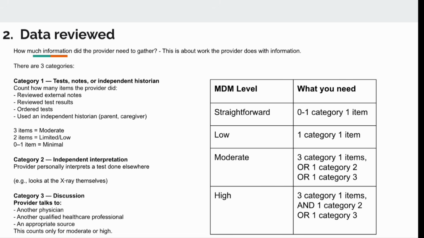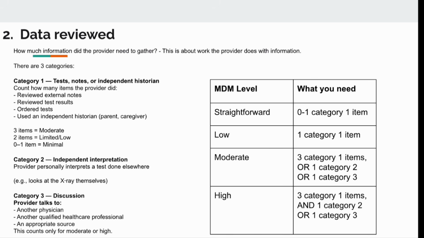Next, let us see how to determine MDM level for data reviewed. Okay. First, we checked problems addressed. Next is data reviewed. Data reviewed means how much information the provider needed to gather. This is about the work the provider does with information. Okay. So in this data reviewed section, there are three categories. Okay. First, look at the left side.